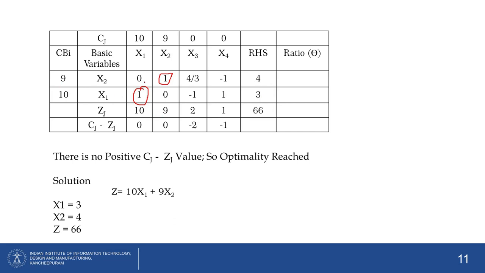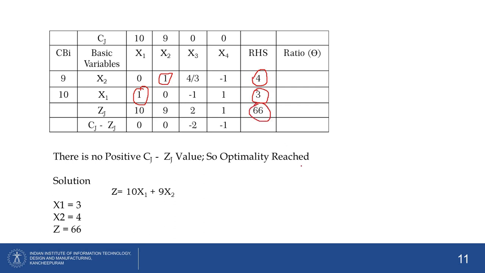Then go for the Zj value: 0 into 9, 9 into 0 plus 10 into 1, 10. Here 9, 2, 1, 66. Cj minus Zj: 0, 9 minus 9 is 0, 0 minus 2 is minus 2, 0 minus 1 is minus 1. So we reach optimality because we don't have any positive value, all are 0 and negative values. Right? So what is the solution? x1 equal to 3 is the solution, x2 equal to 4, z equal to 66.